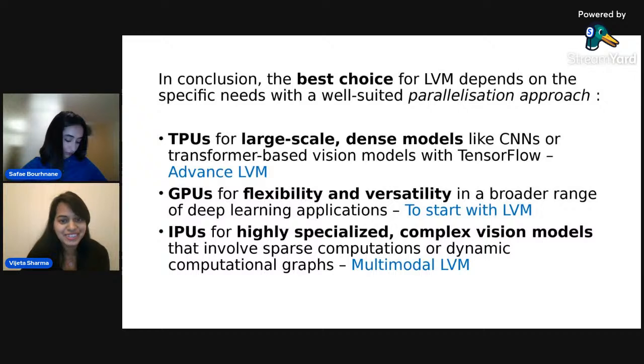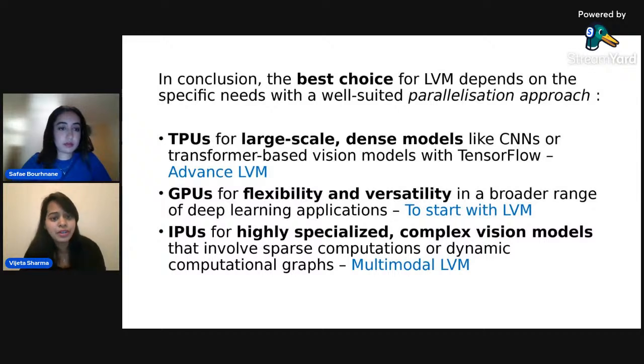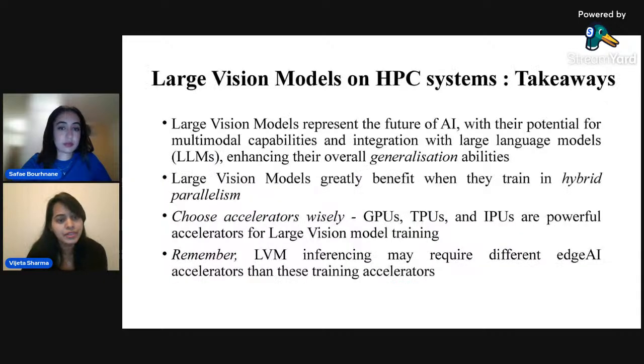Now, I'll start with when you are ready. When you are a beginner at the LVM, you should choose the GPU because of its flexibility with different frameworks. When you are advanced at the LVM, you should go with the TPU for the largest scale dense model. But if you have a multi-model LVM and you have a very deep architecture of vision model, then definitely you should focus on the IPU in the hybrid parallelization model.